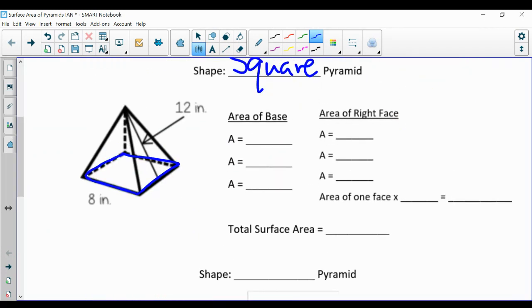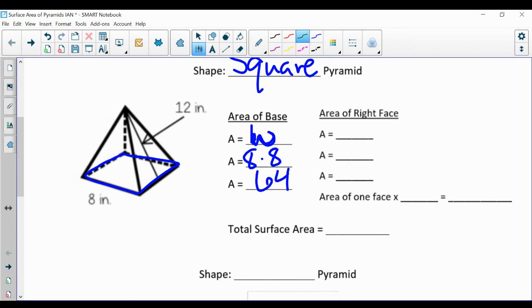First things first, let's find the area of the base, because that's simple. That's a square. So area equals length times width. What is my length and my width of a square? Well, all sides are the same, so it should be 8 times 8, which is 64. So that's the area of my base.